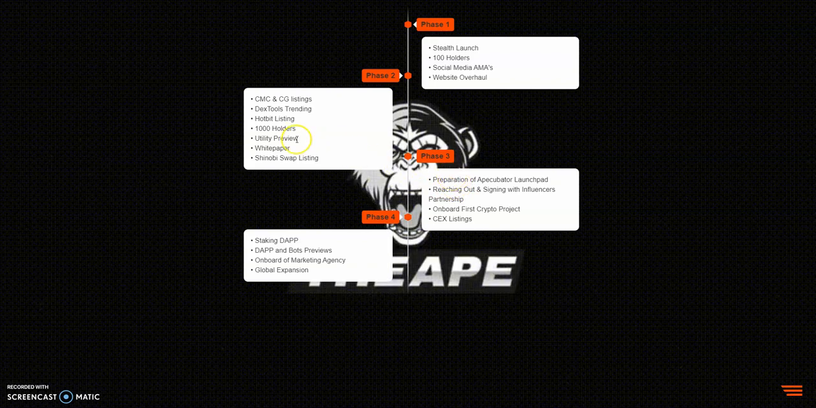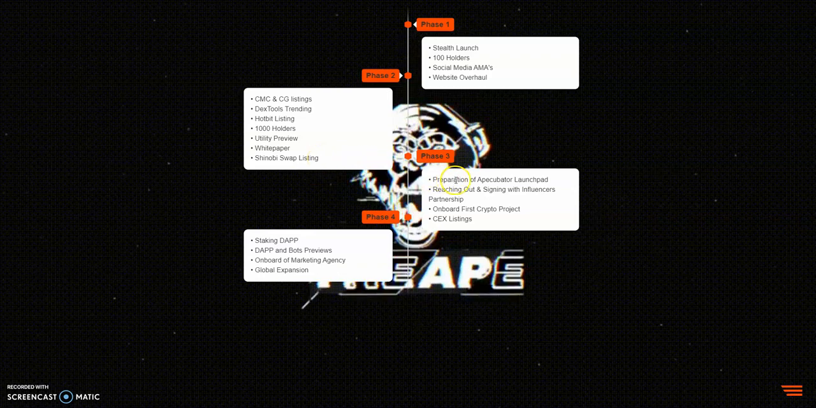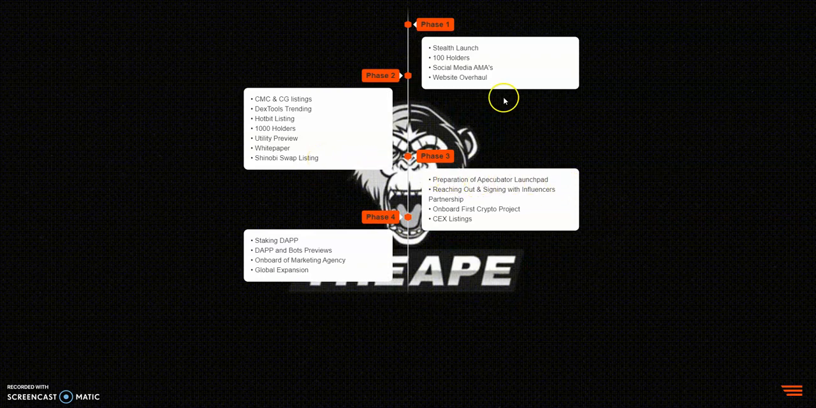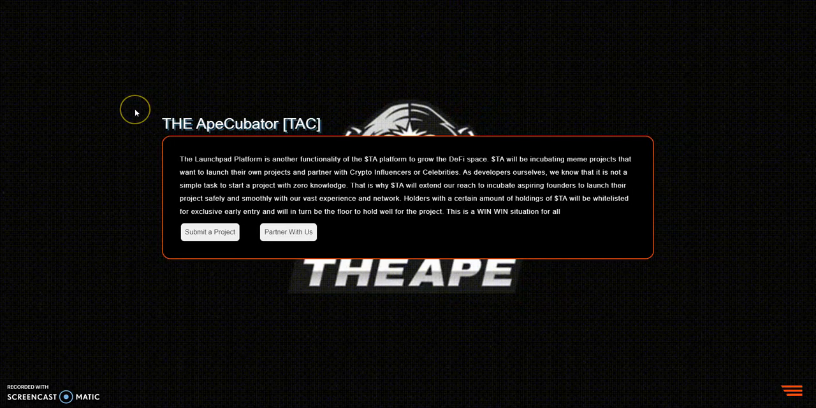But what we're going to talk about, because we know that these things are next, we know that this is locked in. We saw the devs say Shinobi swap listing is locked in. So what's next is preparation of the ape incubator launch pad. So I thought it'd be only right for us to get an idea of what this launch pad is about, and then we'll get to those price predictions and notice this trend line that's popping out.